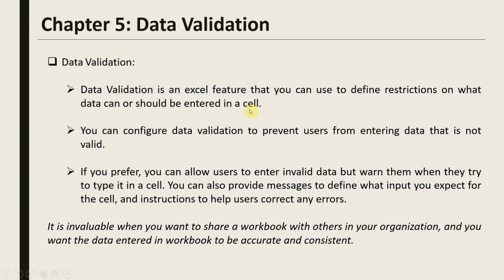Hello friends, welcome again. In this chapter, we will be discussing data validation. Data validation is an Excel feature that is used to define restrictions on what data can or should be entered in the cell. And you can configure data validation to prevent users from entering data that is not valid.